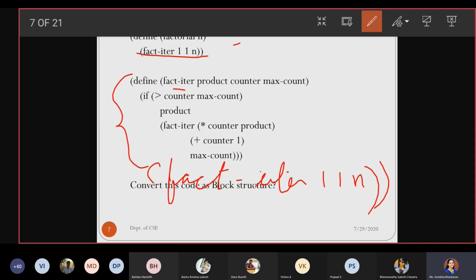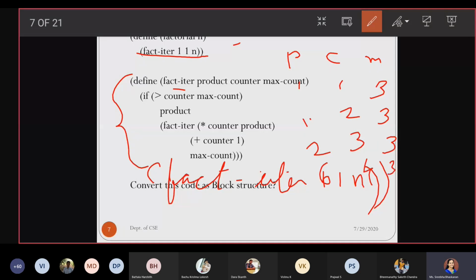So now when you are calling this procedure, if you see this fact procedure getting called, I will just write only the p value, counter value and max value. So your p value, counter value and max value. First time when you are calling, it was 1, 1 and 3. Second time when you called, it was 1, 2 and 3. Third time when you called, it was 1 into 2, so 2, 3 and 3. Next time when you called, it was 2 into 3, 6. Then here 4. Then here 3.